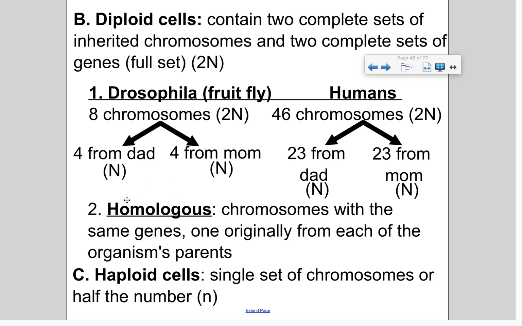Now, I'm going to introduce this term on the next couple slides here: homologous. So chromosomes with the same genes, one originally from each of the organism's parents. So you have 23 chromosomes from dad and 23 chromosomes from mom. That means chromosome 1 from dad, when it pairs up with chromosome 1 from mom, okay, now they're going to be homologous. Chromosome 2 from dad pairs up with chromosome 2 from mom. Now they're going to be homologous. Okay, so that's what it means by homologous.